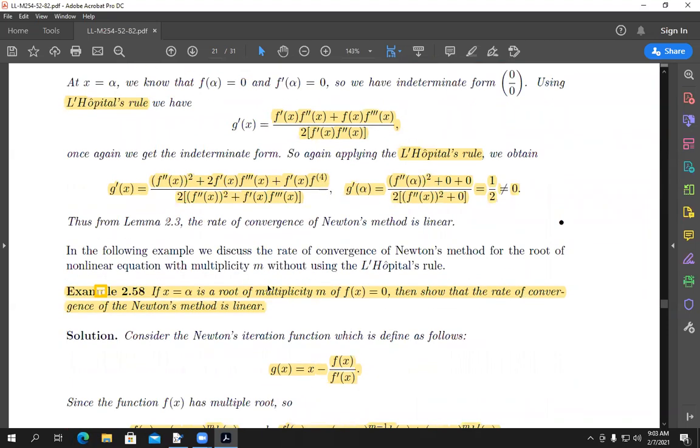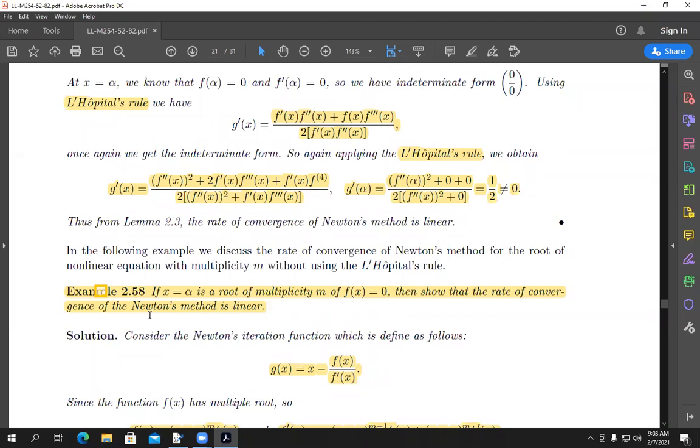Now I give you a generalized example today, inshallah, which is 2.5.8. And what is this one? Say x equal to alpha is a root of multiplicity m of f of x equal to 0. Then show that the rate of convergence of the Newton method is linear. Linear means we have to find g dash must not equal to 0.